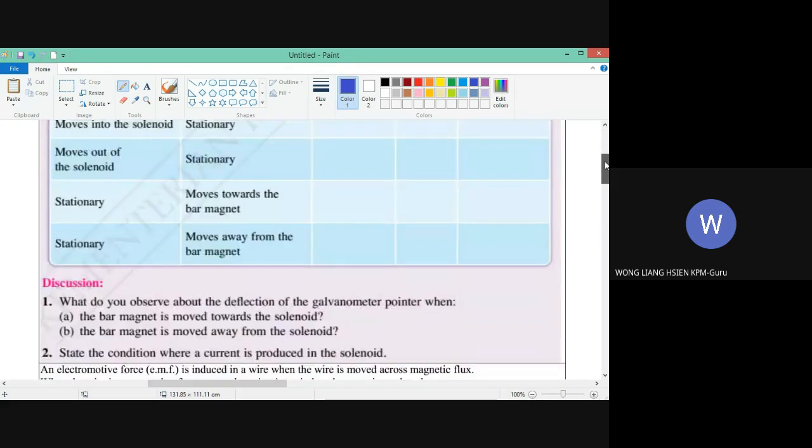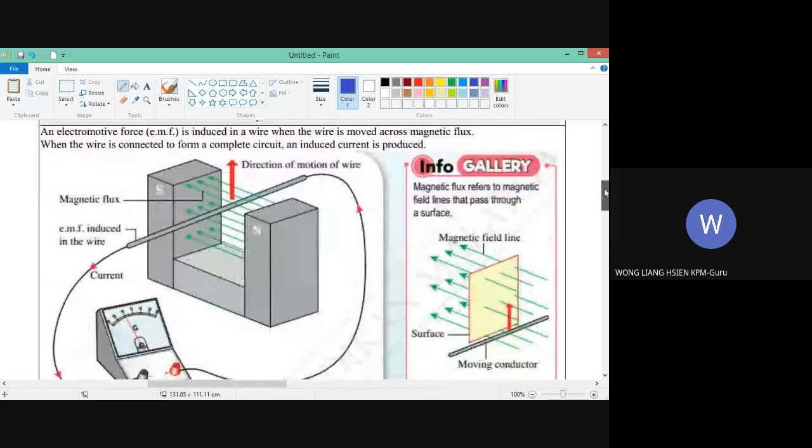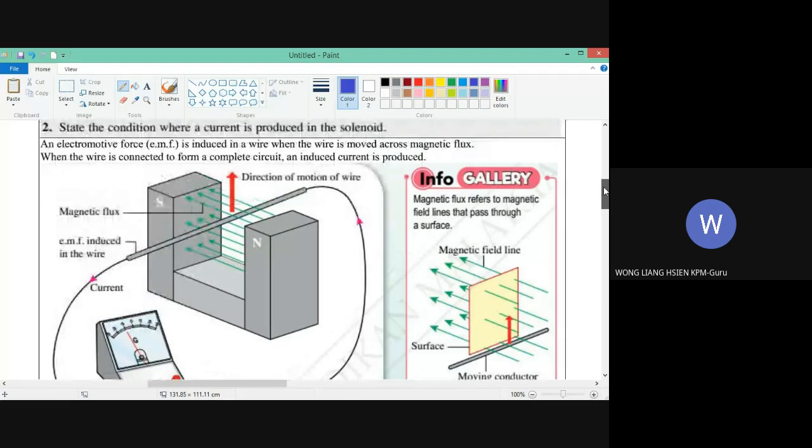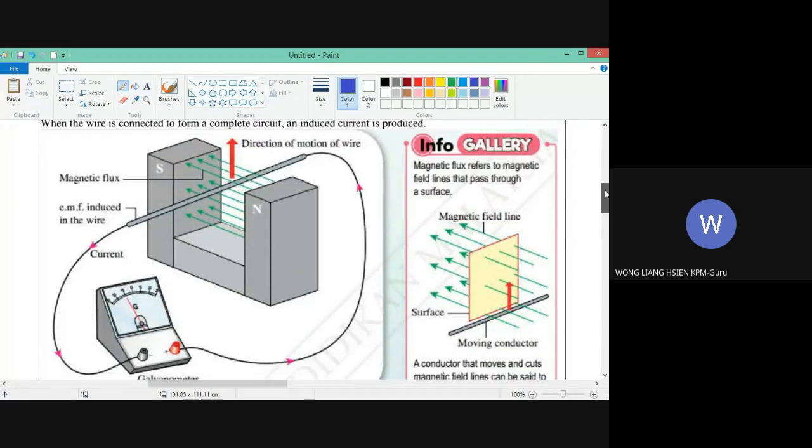So here, what we want to discuss is that this is actually the same thing. This shows that this green color is the magnetic flux, and when we move the wire, it will cut through the magnetic flux, and then there will be EMF induced inside the wire. EMF is induced inside the wire, then you will have induced current.